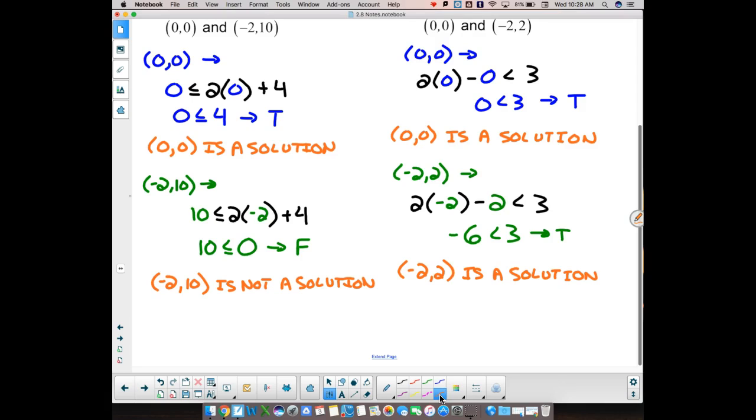Okay. And when it gets to graphs, you can pick any point as long as it's not on the line. So if you want to choose the origin, great. If you don't want to choose the origin, I'm not stopping you. You just have more math to do. Okay? All right? So let's try one.